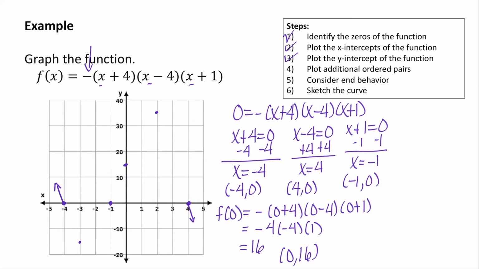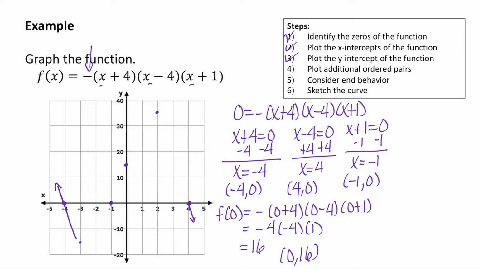So now using those x-intercepts and the points that we just added in, we can kind of sketch the graph of this polynomial function, right? So we can sketch, it's going to go up and then turn down. And that is the graph of our polynomial.